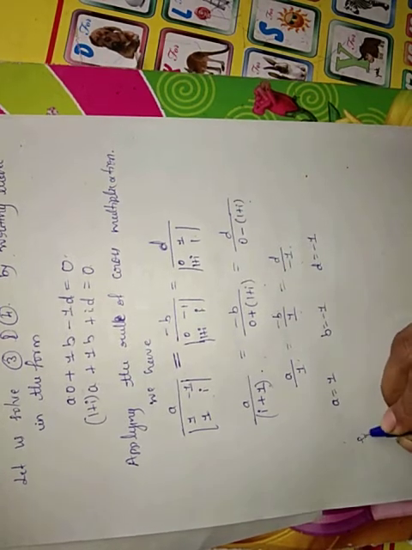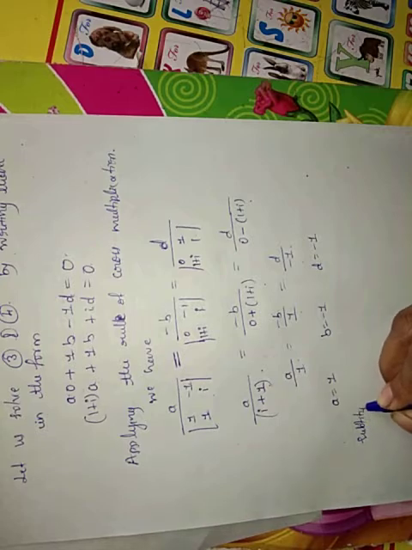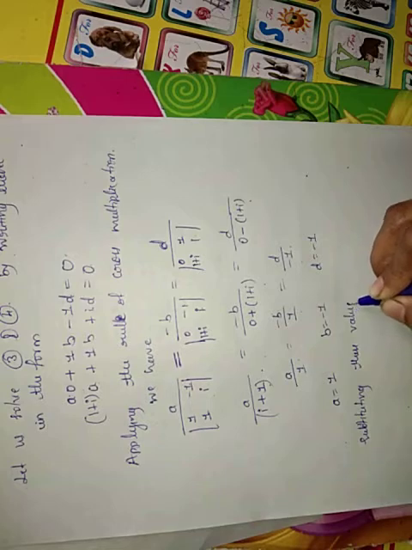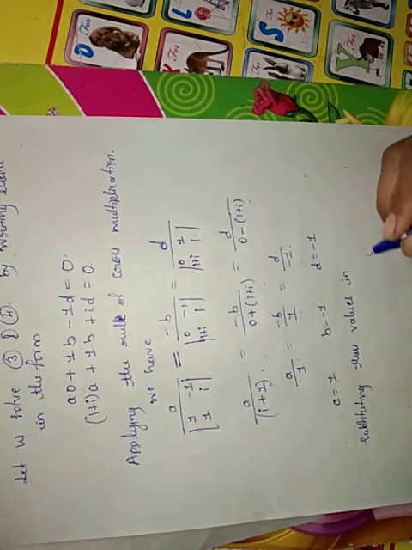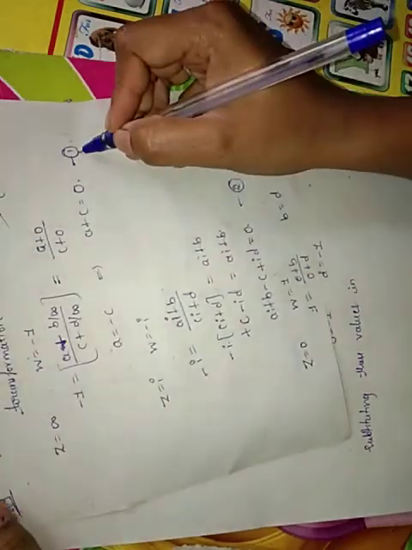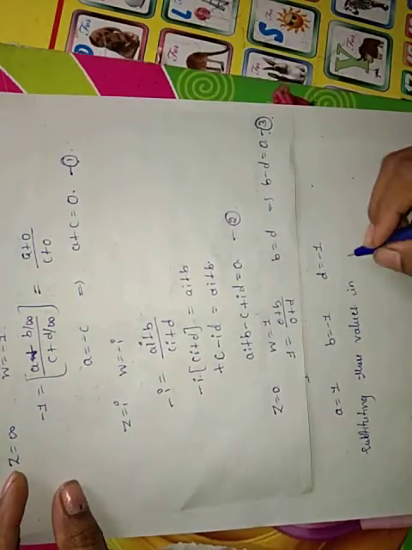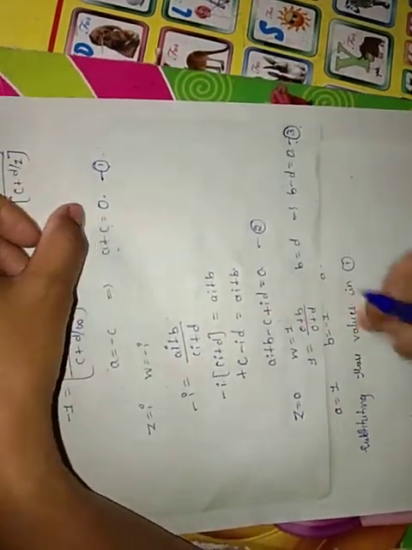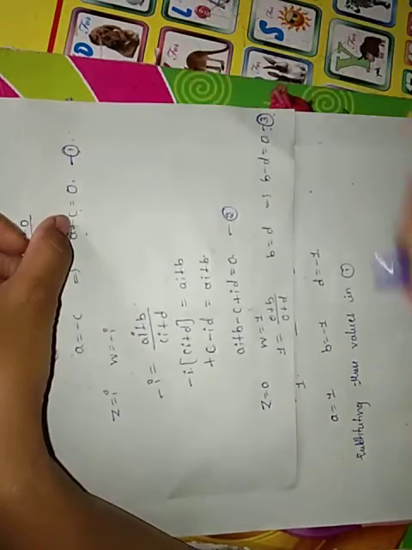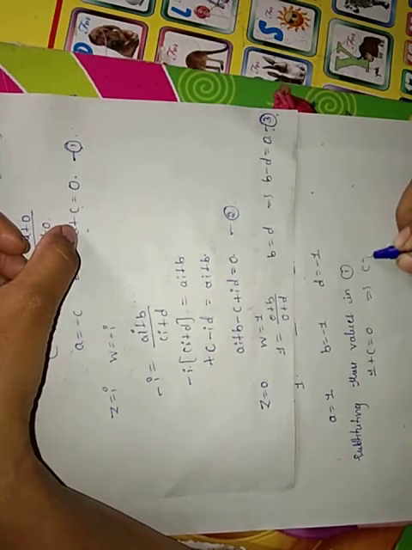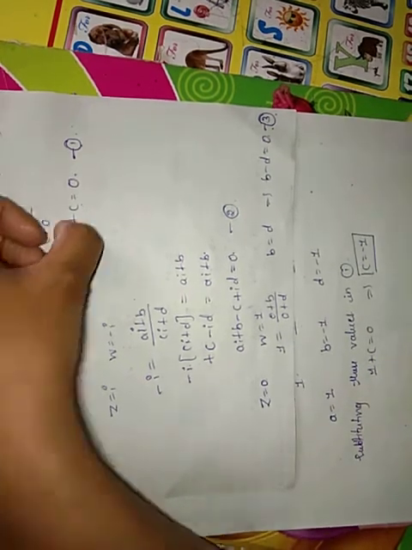Now substituting these values in the equation, we need only C. So I am going to substitute in equation 1. Substituting those values in 1, only A and C are there. So we have to find C now. The value of A is already found, A equal to 1. 1 plus C is equal to 0. That implies C is equal to minus 1.